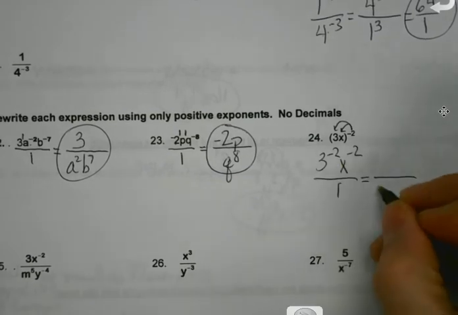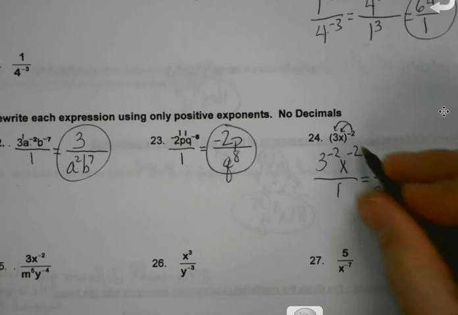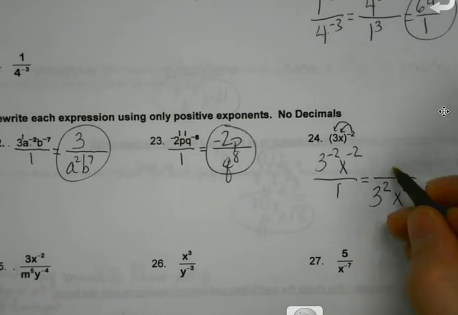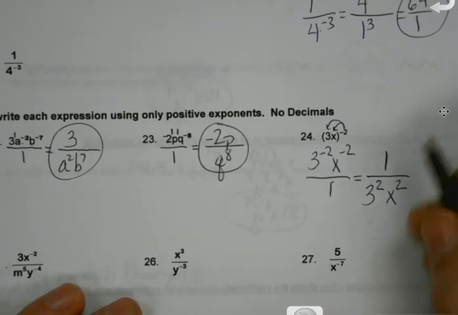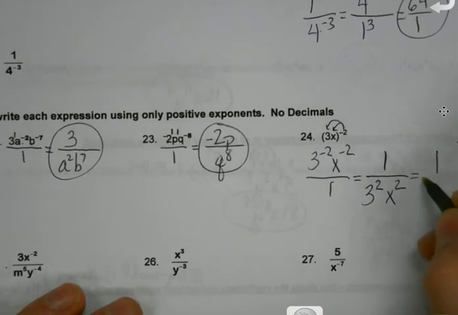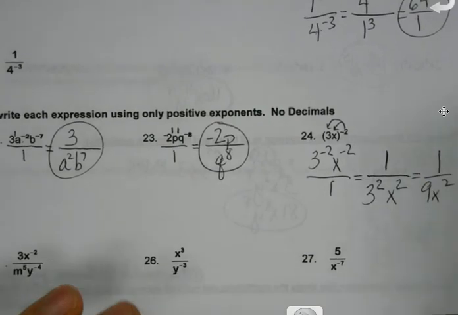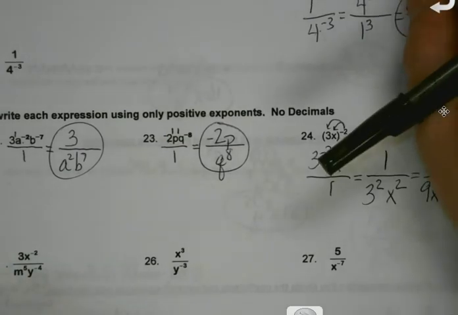So 3 squared, x squared. And what do I put up here if I don't have anything left? Because I got to hold the place. The 1. And the only thing left I can do now is figure out what 3 squared is, which is 9x squared. So just keep telling yourself, only things with negative exponents flip. And I see my one last one that I need to do.